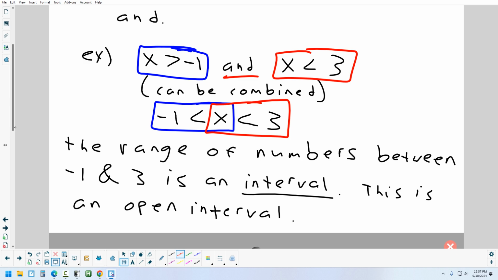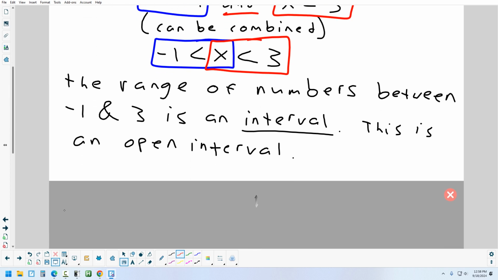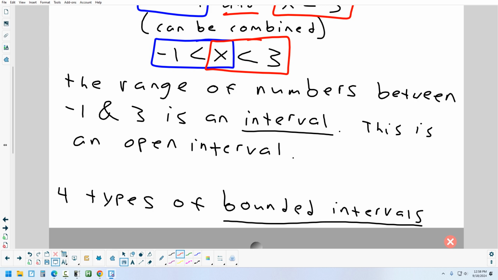Whether I can include the 5 and include the 10, well, that depends on what kind of interval it is. Is it open or is it closed? So we're going to talk about those two terms in a minute. And we're also going to talk about what's called a bounded versus an unbounded interval. First thing I'm going to talk about is bounded.